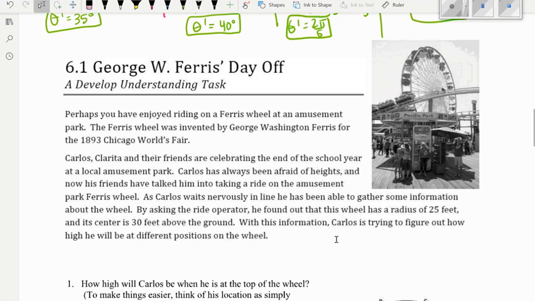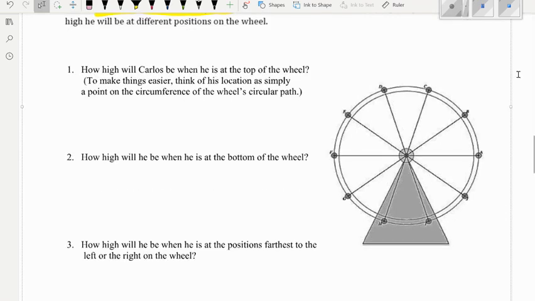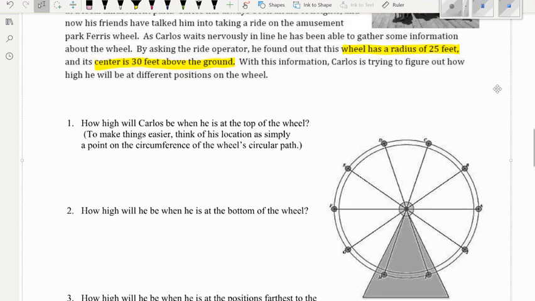As Carlos waits nervously in line, he has been able to gather some information about the wheel. By asking the ride operator, he found out that the wheel has a radius of 25 feet and its center is 30 feet above ground. With this information, Carlos is trying to figure out how high he will be at different positions on the wheel. So the first question says, how high will Carlos be when he is at the top of the wheel? To make things easier, think of his location as simply a point on the circumference of the wheel's circular path.